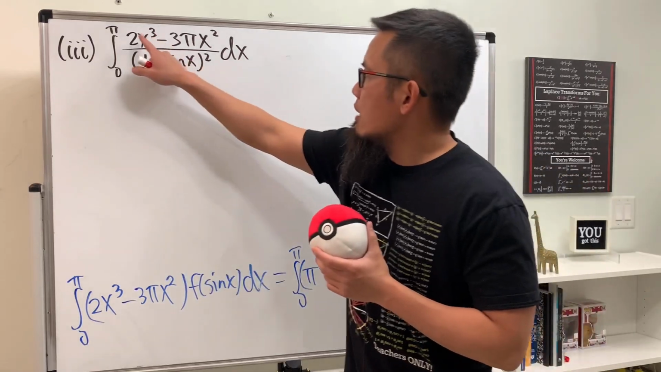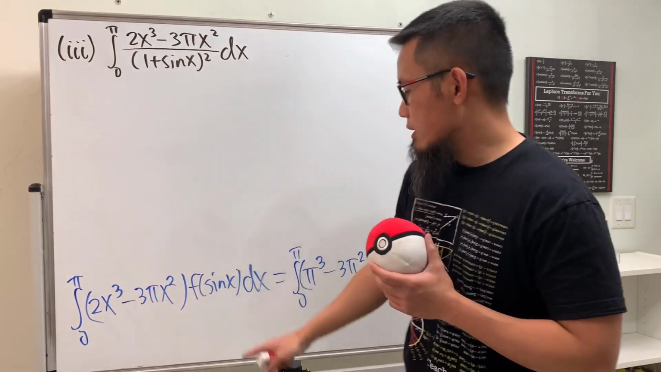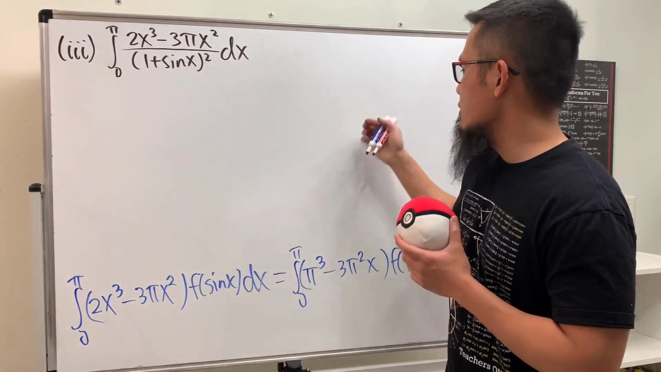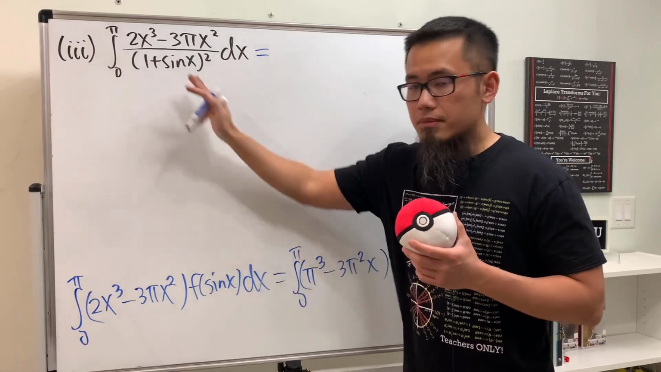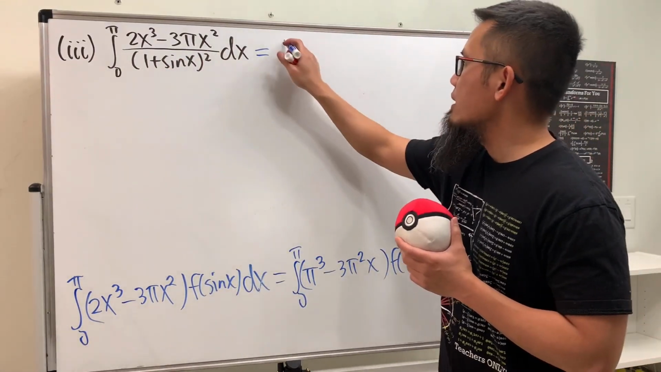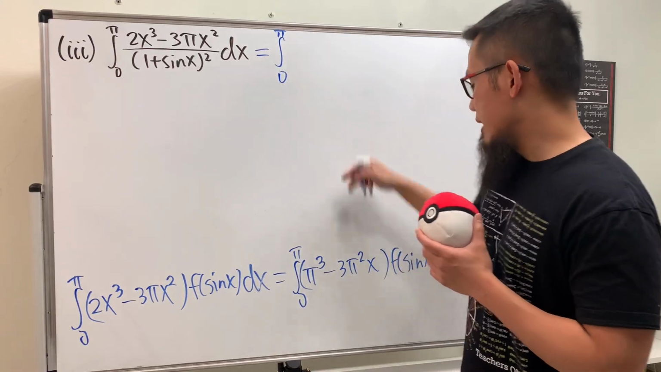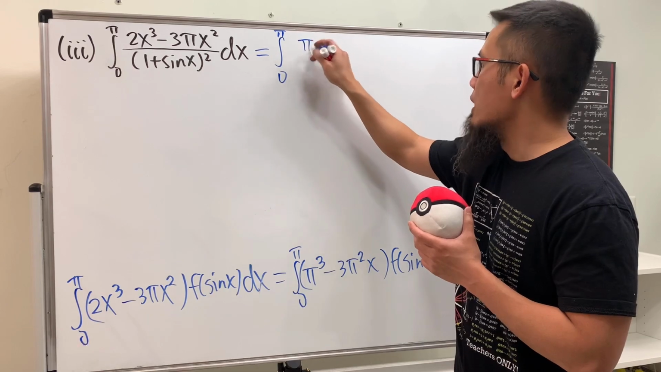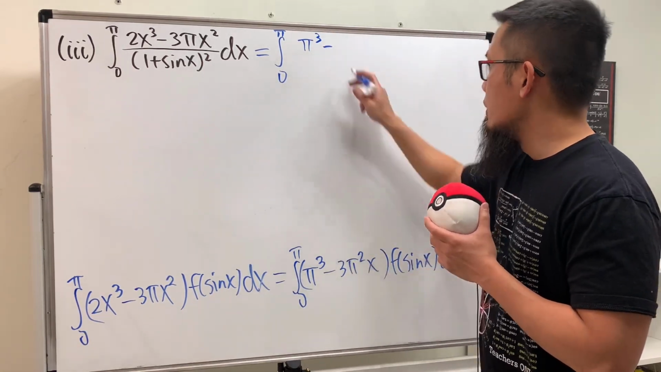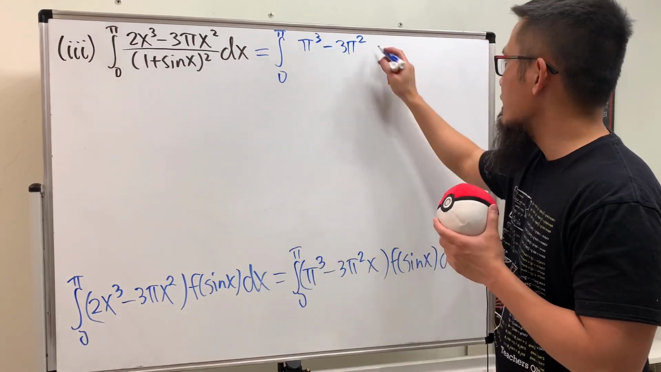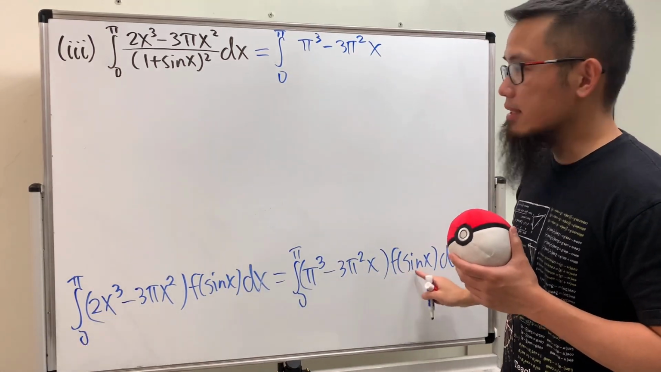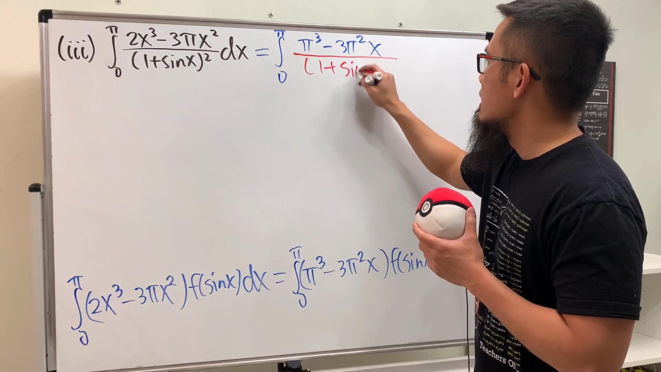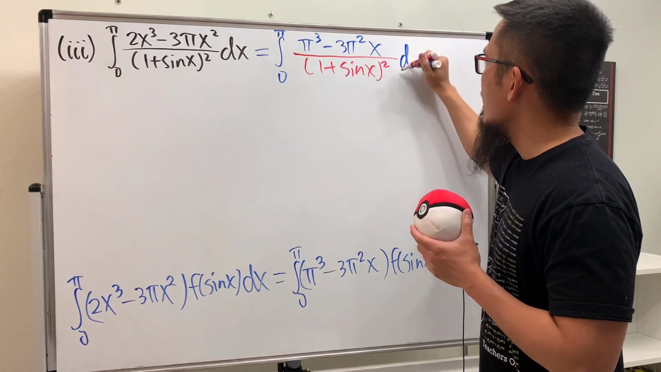Anyway, as you can see, we have this part right here already. So that means f of sine x is just equal to 1 over 1 plus sine x squared. All right, so just keep that in mind. Okay, so this right here is equal to the integral going from 0 to pi. And then I'm just going to write this down, which is, let me just put that down on the top, which is pi to the third power minus 3 pi squared times x, and then f of sine x is the same thing right here, so I will just divide it by 1 plus sine x squared. Okay.